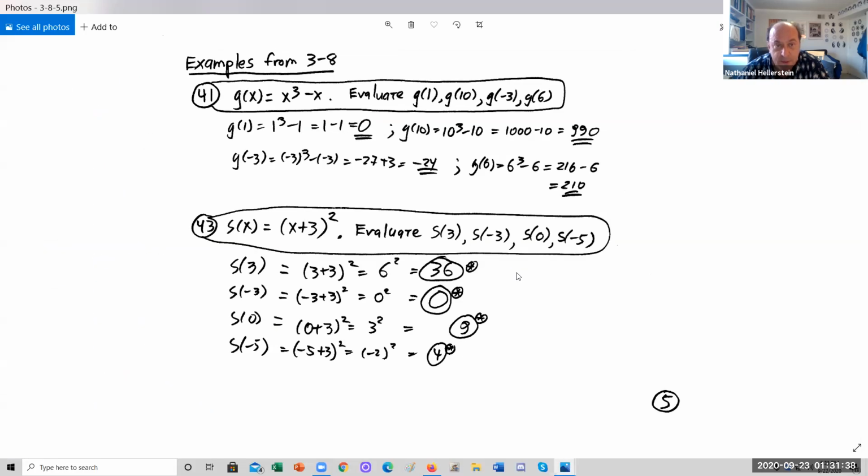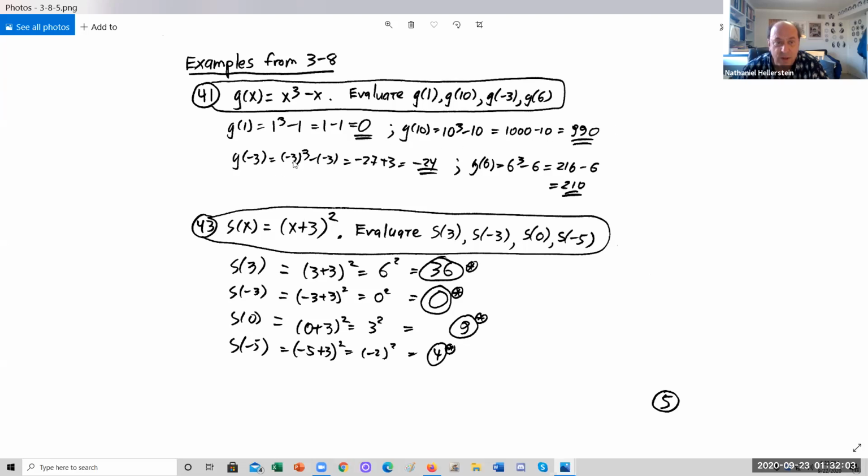All right, some examples. We're given a function, g of x equals x cubed minus x. Evaluate g at 1, g at 10, g at negative 3, and g at 6. Well, you do so by substituting. g at 1 is 1 cubed minus 1. It's 1 minus 1, which is 0. g of 10 is 10 cubed minus 10. That's 1,000 minus 10, or 990.